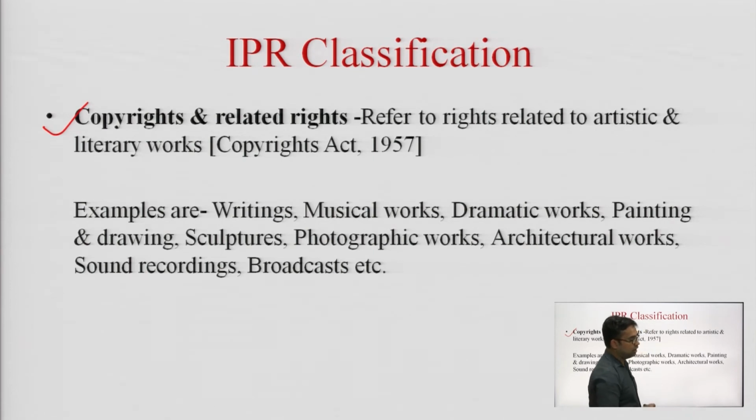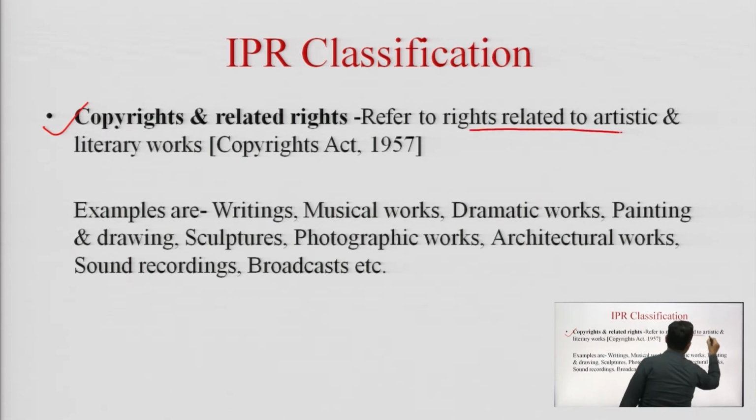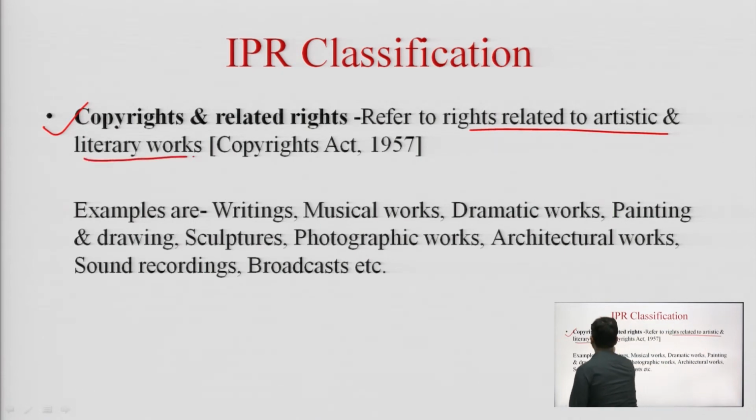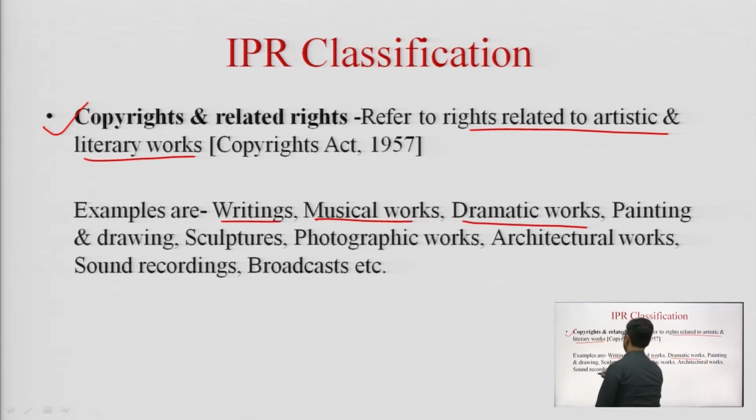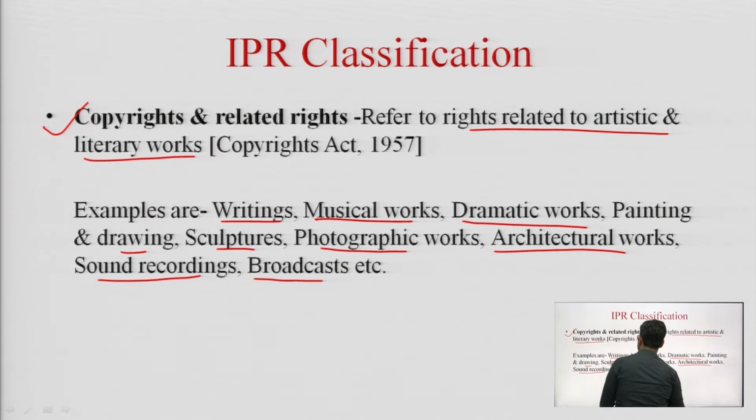What comes under copyright and related rights? It basically refers to artistic and literary works, okay, and the Copyright Act 1957 works. For example, writing work, musical works, dramatic works, painting, drawing, sculptures, photographic works, architectural works, sound recording, broadcast, etc. These all come under copyrights and related rights, okay.